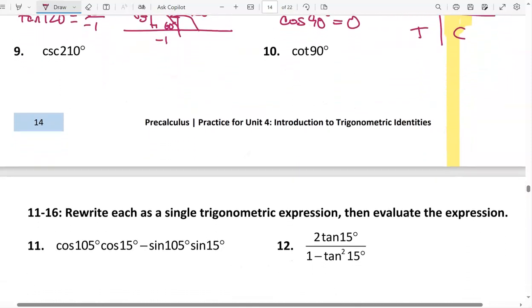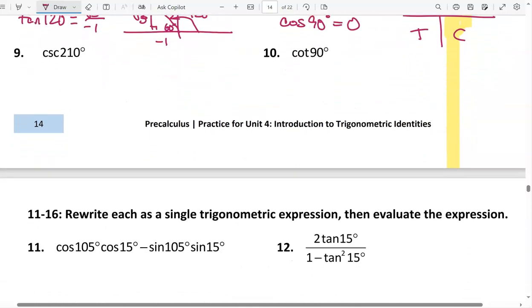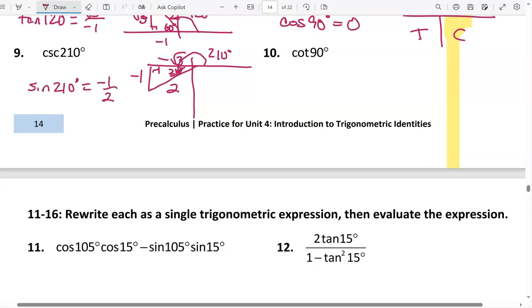And last two, cosecant of 210 degrees. 210 degrees is a quadrant 3 angle. So if we go 210 degrees, that gives us a 30-degree reference in quadrant 3. And so our opposite is -1, adjacent is negative square root of 3, and hypotenuse is 2. And cosecant is the reciprocal to sine. So sine of 210 degrees is opposite over hypotenuse, -1/2. Cosecant is the reciprocal to that, so that's just -2.